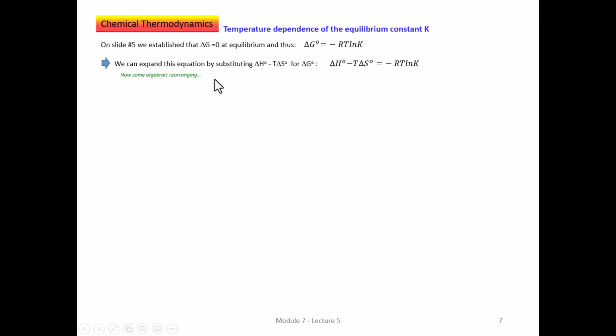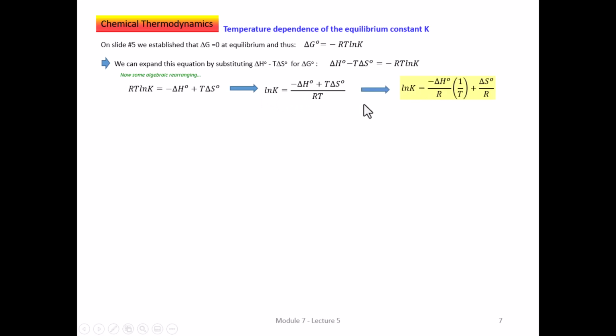Now let's do some rearranging. I'm going to bring RT ln of K over on the left side and bring deltaH minus T delta S over to the right side. Then if we divide both sides by RT, we'd have ln of K equals minus deltaH plus T delta S over RT.